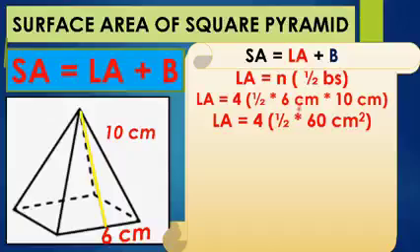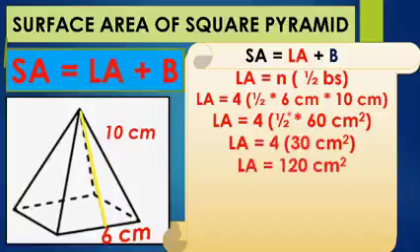Next, ang ginawa dito is to multiply 6 by 10 first. Okay, so copy yung 4, yung 1/2, then finding the product of 6 and 10. Okay, 6 times 10 is equal to 60 square centimeters. So after finding the product, multiply 60 by 1/2 or getting a half of 60. That is 30. Then multiply it by 4. The lateral area of this square pyramid is equal to 120 square centimeters.